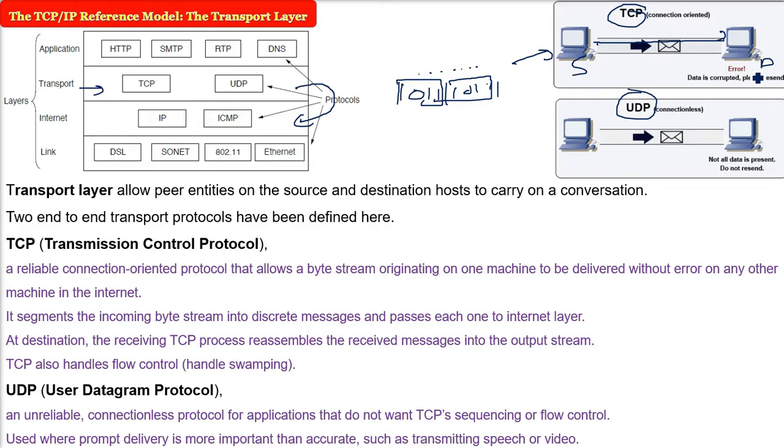But at the peer, that is the different machine, the same peer at the destination, what do the receiving TCP processes do? They reassemble the received messages into the output stream. So these two messages have been combined. The last bit of one message has to go with another packet, right? TCP also handles flow control. What is swamping? Say one machine is sending faster than the other machine is receiving. So the other machine will get flooded, overwhelmed. It will get swamped. TCP also handles the flow control.